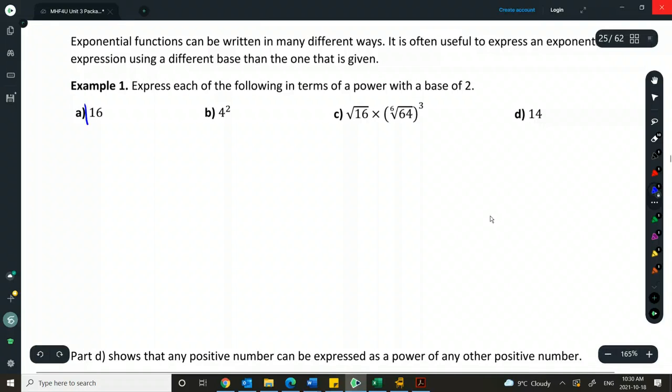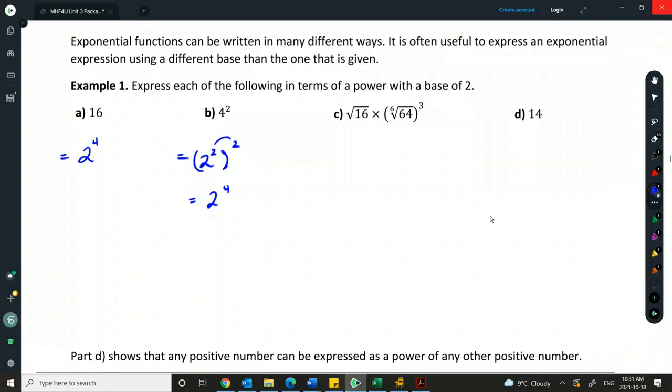So 16, how do I express this as a base of 2? So 2, Sam? To the power of 4. Okay, perfect. 4 squared. So 4 to what exponent? So how can I express this as a base of 2? Kenzie? 2 to the 2 to the 2. And then I can multiply these, right? This would be, again, 2 to the 4. So I'm just expressing 4 as a base of 2.